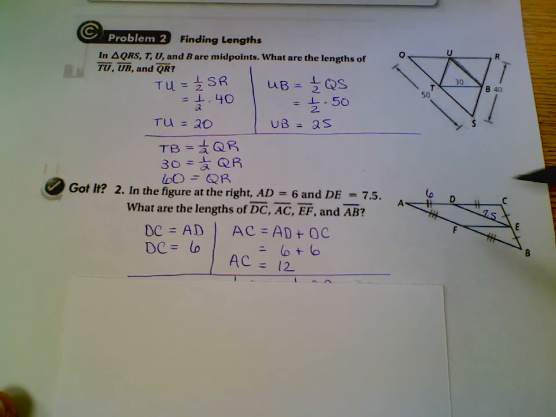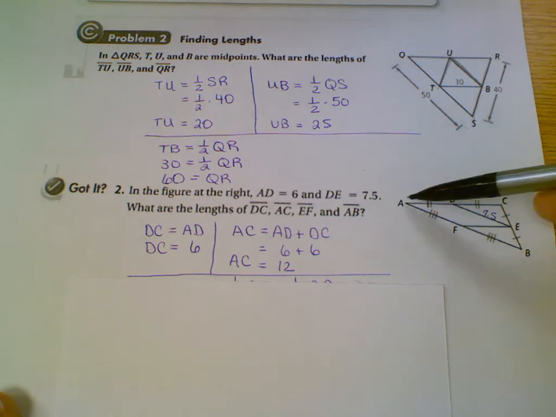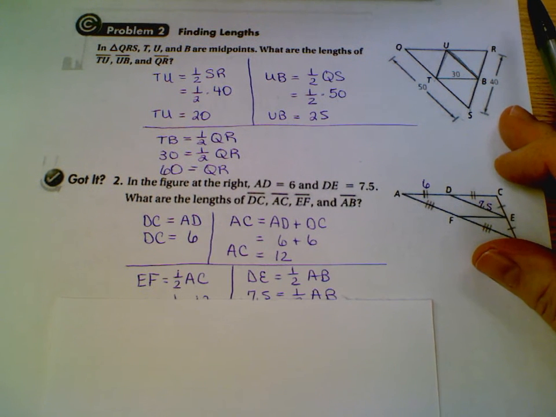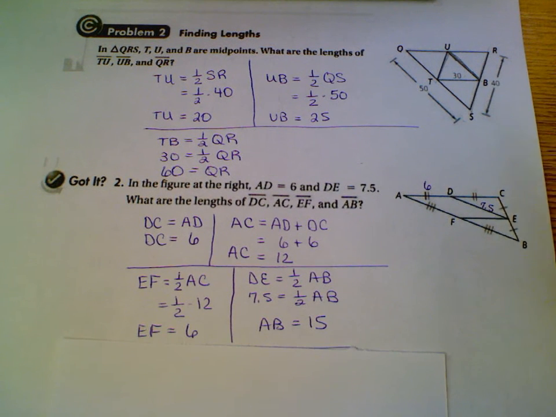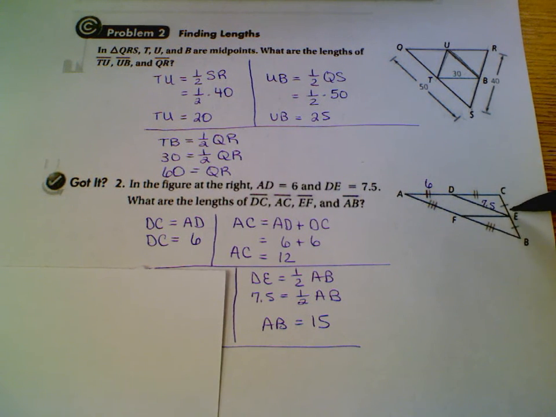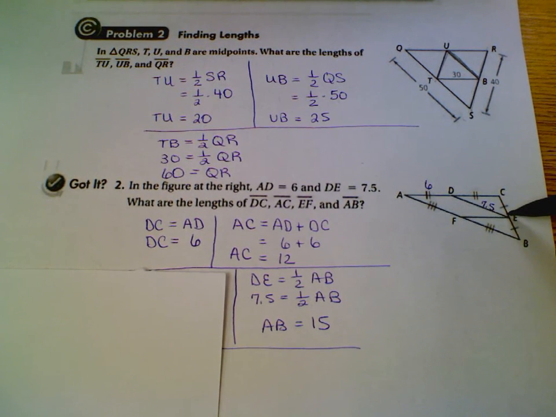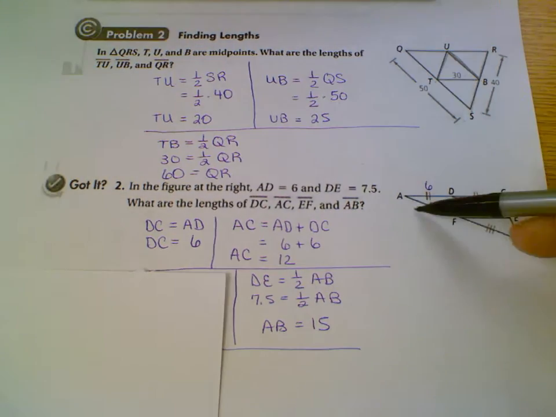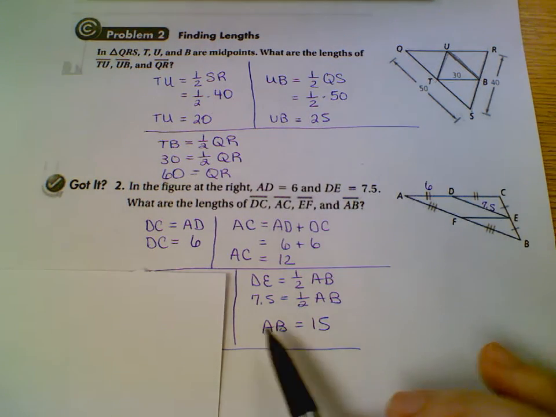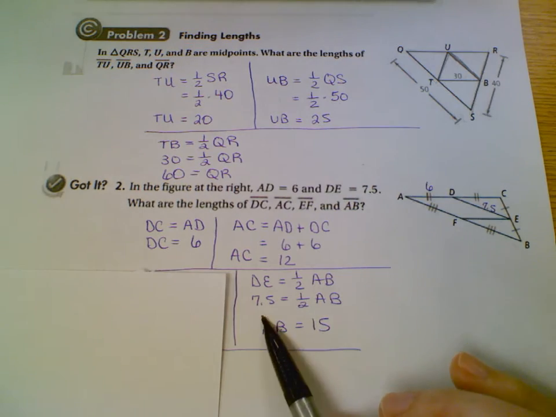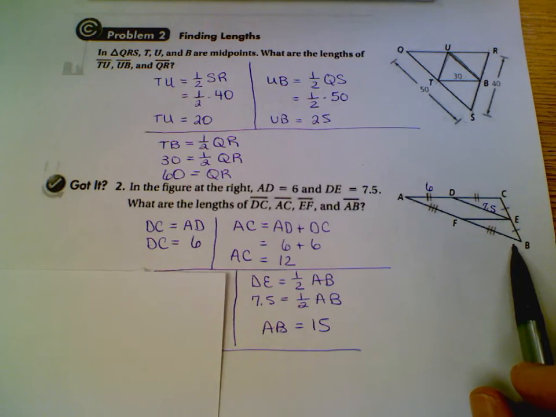Then they wanted me to find EF. EF is parallel to AC, so EF has to be half of that AC. And so we just found that AC is 12, so therefore EF is 6. And then last it wanted me to find DE. DE is parallel with AB, so I'm supposed to find AB, and AB is parallel with DE. DE is half of AB, so when I plug 7.5 in here, I'm going to have to double this in order to find AB. So I take 7.5 times 2 to figure out what AB is.